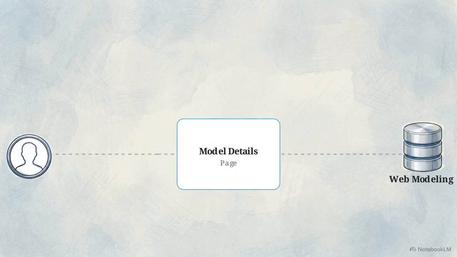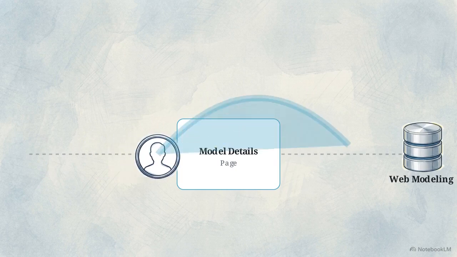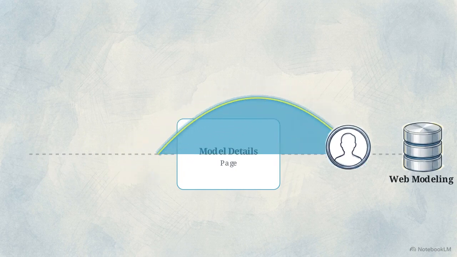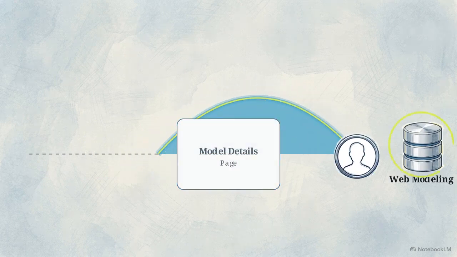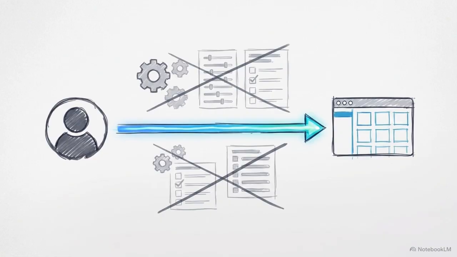Workflow speed is improved for semantic model authors. Users with edit permissions bypass the model details page and route directly to the web modeling experience. By removing friction from data ingestion and model editing, Microsoft enables developers to reach the visual logic layer faster than before.